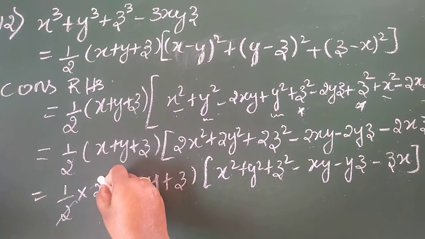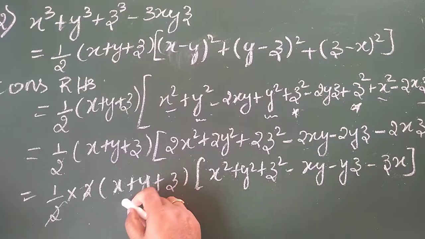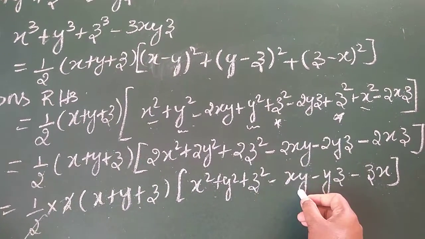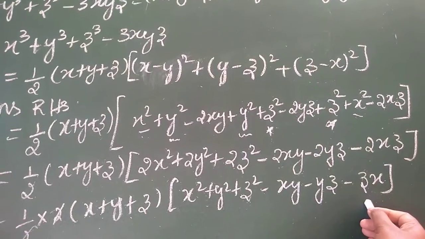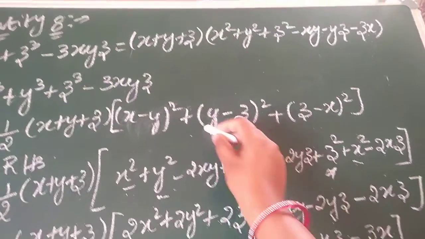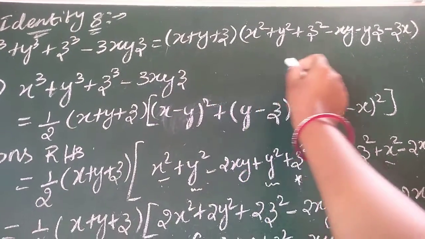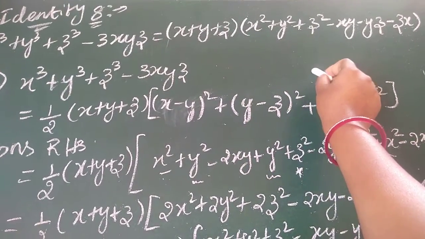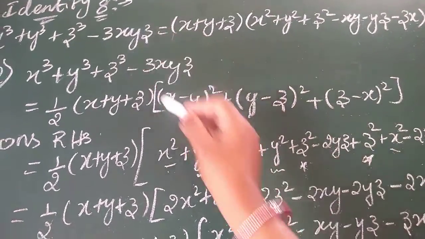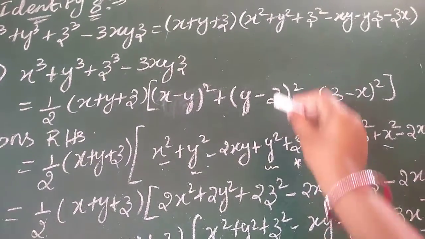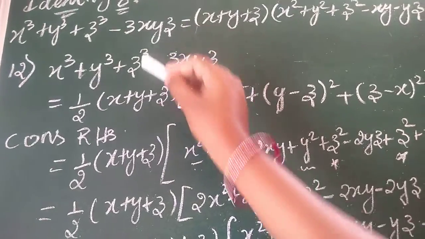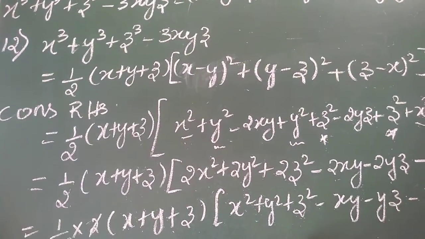Now I can cancel both 2s. What is remaining, children? x plus y plus z into x square plus y square plus z square minus xy minus yz minus zx. Whose solution is this? It is the solution of this identity. Hence when LHS and RHS are equal, I can make LHS also equal. So if I got this solution, I can write the same thing here.